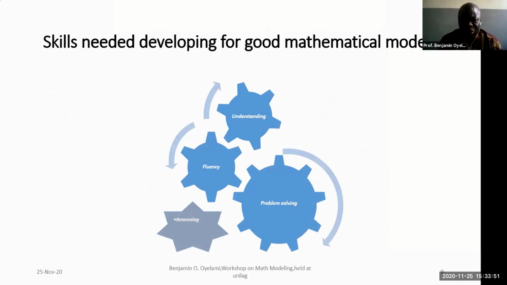In developing a good mathematical model, there are some skills you need to have. This is a basic skill, whichever area or problem you are solving, some of these things must be there for you to have a very good model. The first thing is that you must have the ability to reason very well, to reason about the problem before you can begin to abstract it into mathematical form.